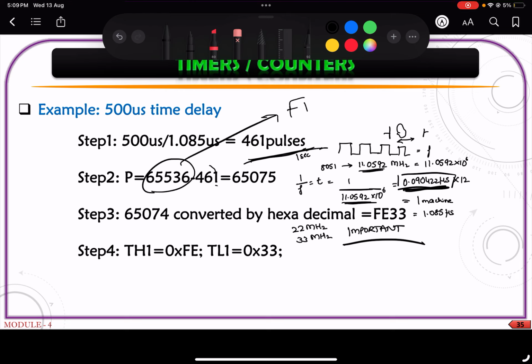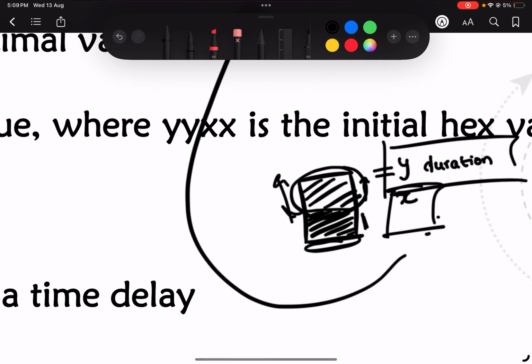Now let's look at the petrol tank example once again. The reason I explained this petrol tank example was how your 8051 works is your TH and TL registers. Suppose you're using timer 0. It is divided into TH0 and TL0. So let's take this petrol tank, split it in half.